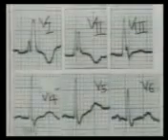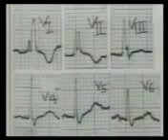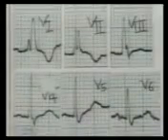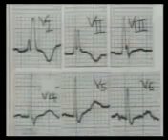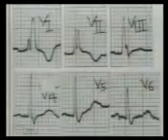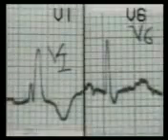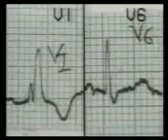Note again the rabbit ears in V1 and wide S wave in V6. This is another ECG of right bundle branch block. Note the RS-R' pattern in V1, typical rabbit ears in V2, and shallow but wide S wave in V5 and V6, that is right bundle branch block. Note in close-up view RS-R' in V1 and wide S wave in V6.